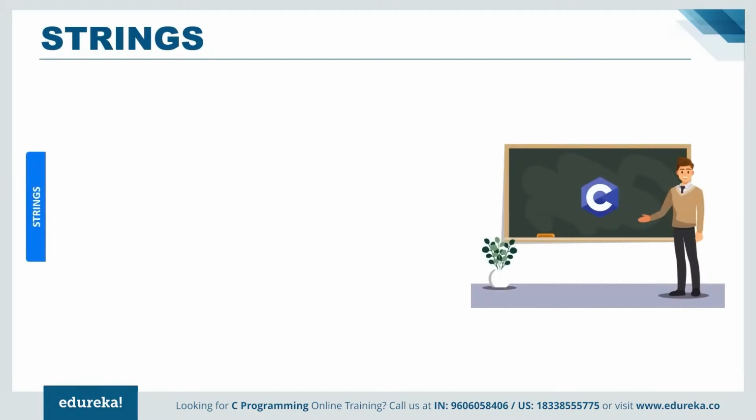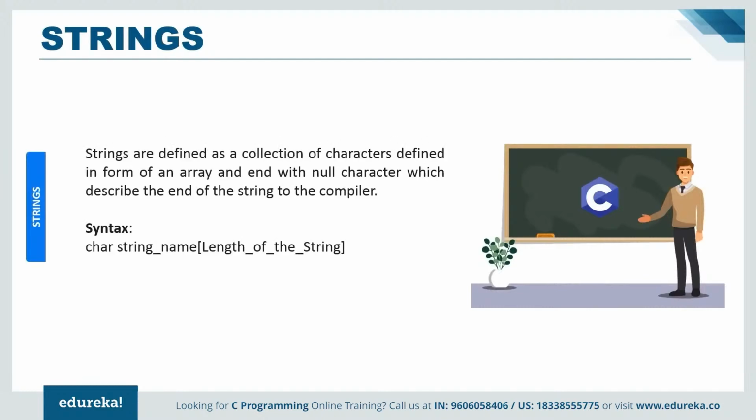Next are strings. Strings are defined as a collection of characters defined in the form of an array and at the end with a null character which describes the end of the string to the compiler. Strings are nothing but character type arrays. In strings, we have the alphabetical data which is stored in the form of arrays. Alphabetical in the manner A to Z, not the numbers or special symbols. Once the string is declared in C language, it has to end with a null character which is the only special character used in strings which will indicate to the compiler that it is the end of that particular string.